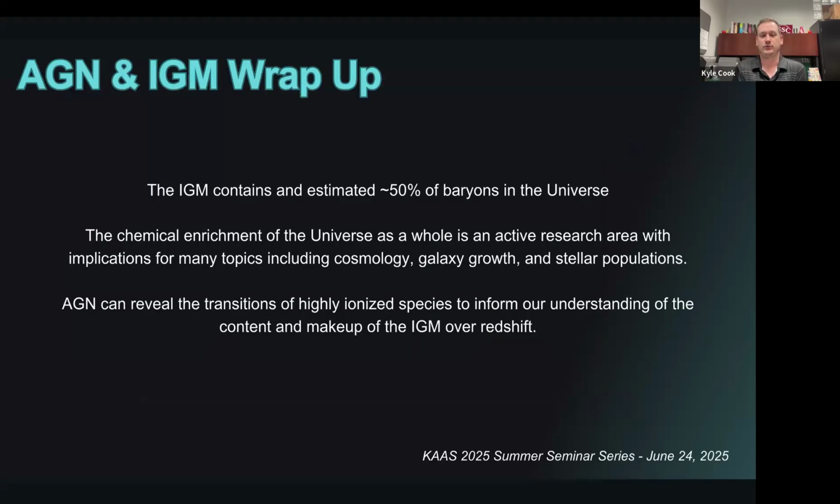So, trying to wrap those ideas up: this is basically half the normal matter of the universe, and it informs so many different areas. It goes through and reveals those highly ionized species so that we can understand the makeup of the IGM over cosmic time, which is again vastly important. All right.